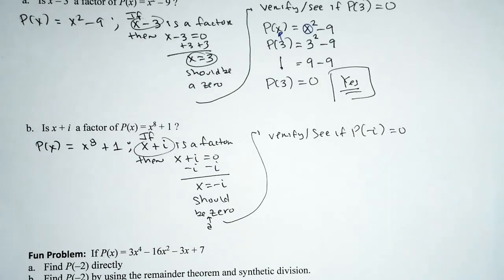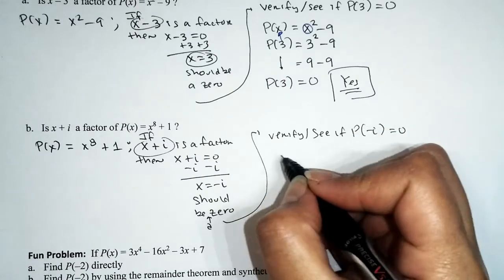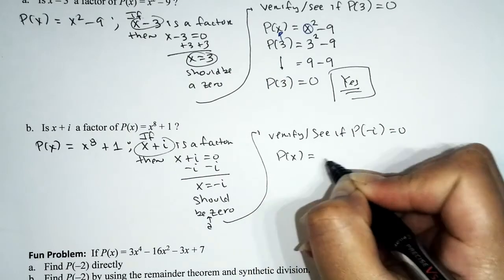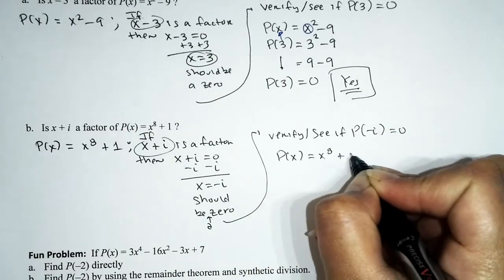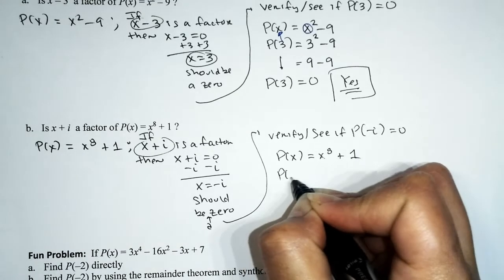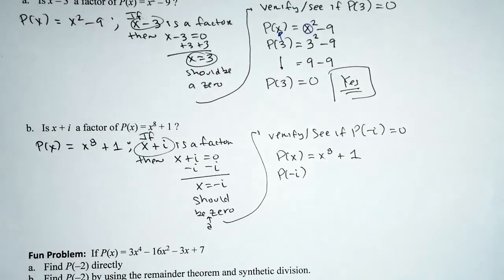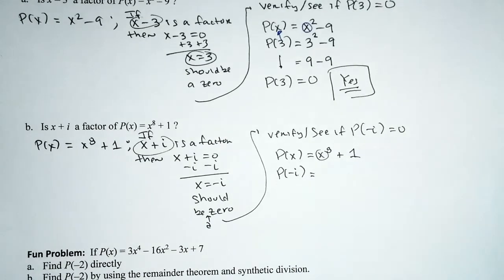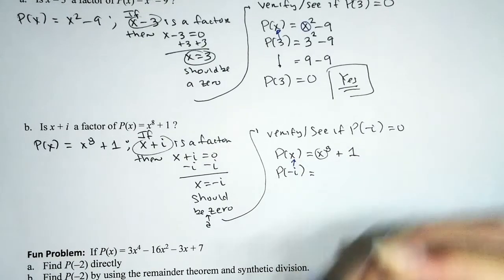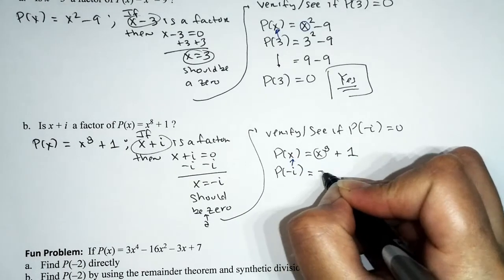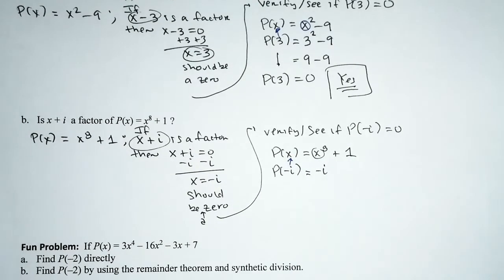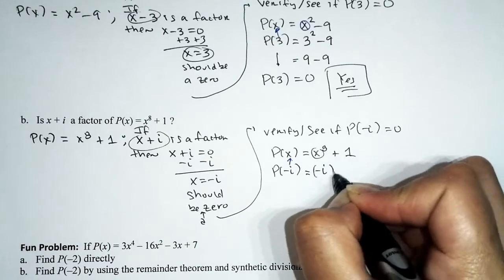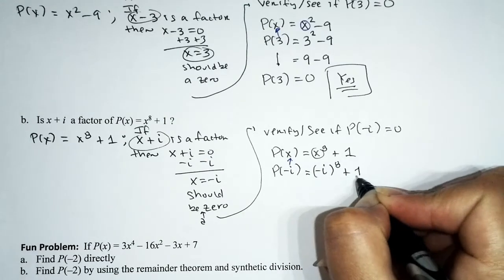You didn't see that. Okay, all right, cool. So let's write down the polynomial. We have p of x is equal to x to the 8th plus 1, and let's see if negative i is indeed a 0 of the polynomial. So we're going to substitute a negative i for the input of x. So that will be negative i. What's going on with that negative i? It is being raised to the 8th power. And then we're going to add 1 to it.